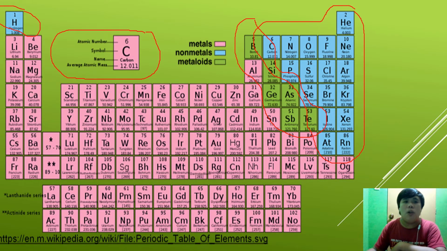Example: determine the group number for oxygen. That is group 16. From here to here, that is 16. How about the period for potassium? That is 1, 2, 3, 4. Period 4.